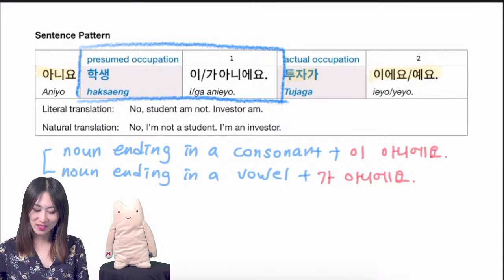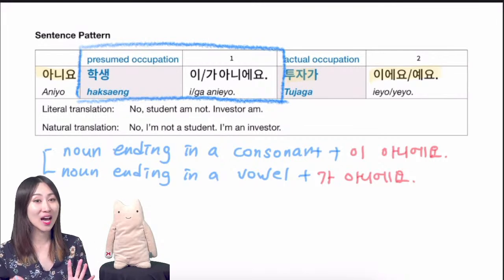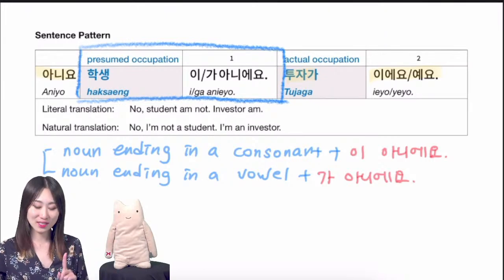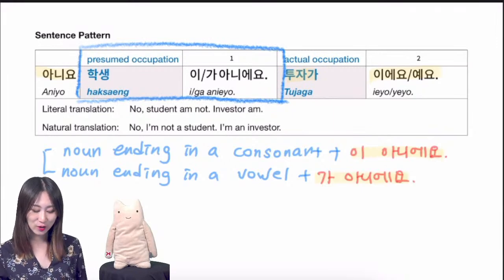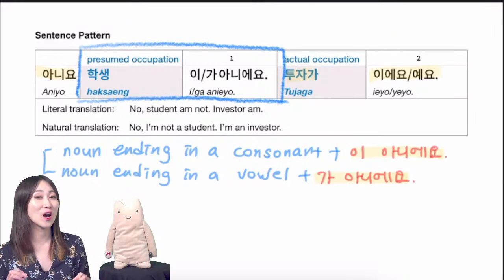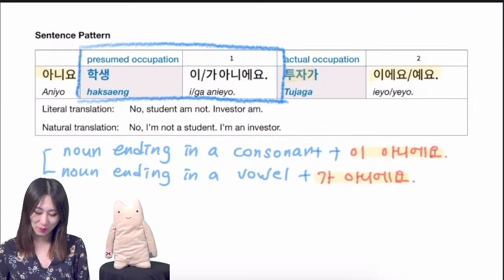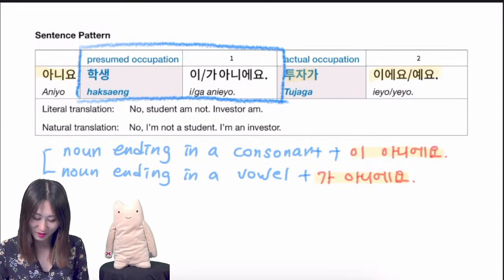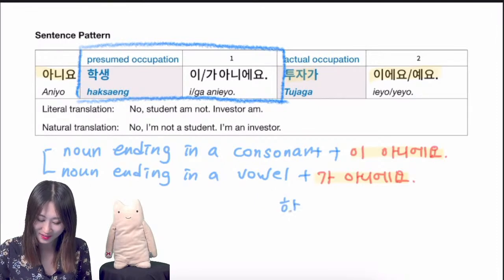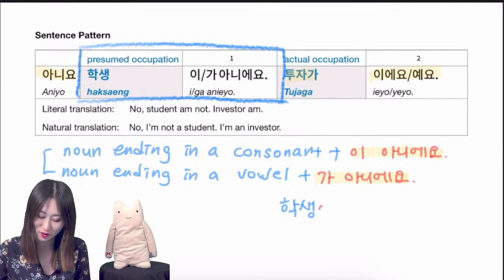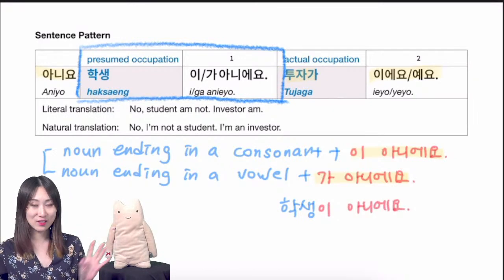Okay, so as you see this, there are two ways to say I'm not something, she's not something, he's not something, you are not something, which is 이 아니에요 and 가 아니에요. So if a noun ends in a consonant, then you use 이 아니에요. And if a noun ends in a vowel, then you use 가 아니에요. So for example, I have this word 학생. We already talked about this many times, so now it's so simple. 학생 ends with a consonant, so I use 이 아니에요. It means I'm not a student. She's not a student. He's not a student.